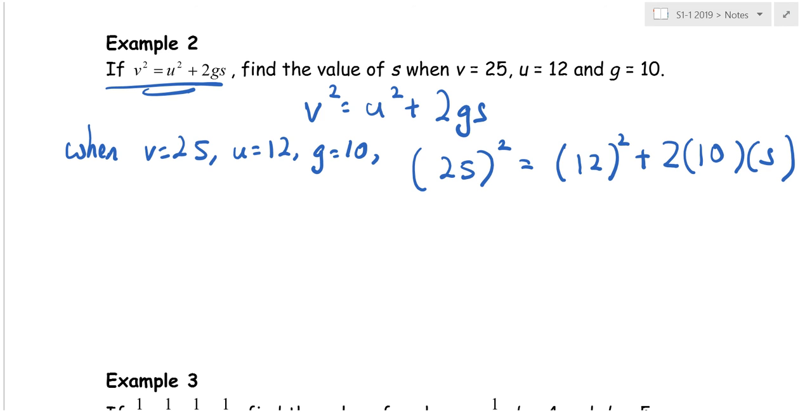Then the solving. Take out a calculator. Now everyone press together. 25 squared, what do you get? 12 squared, what do you get? 2 times 10? This becomes a simple equation.